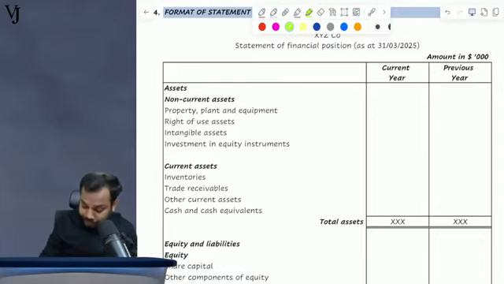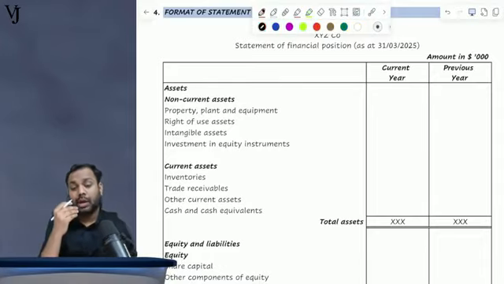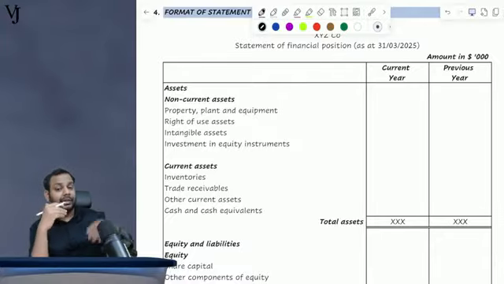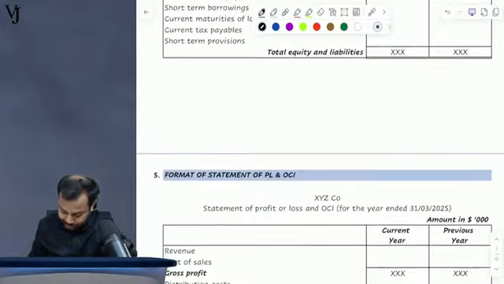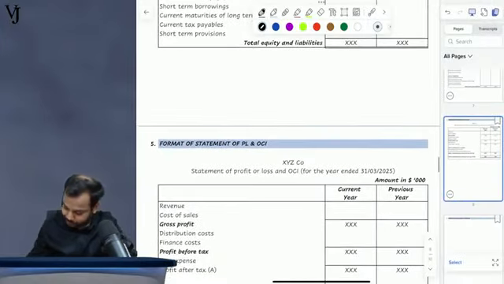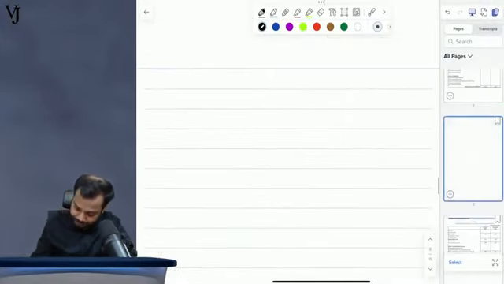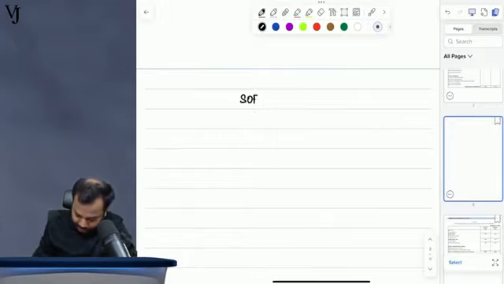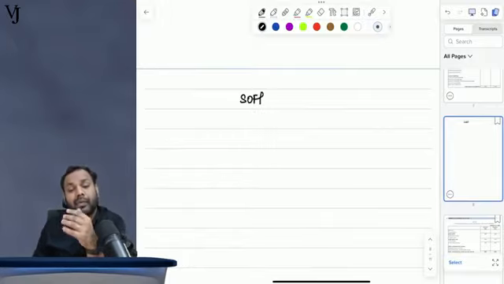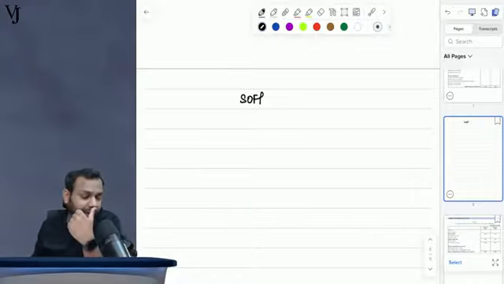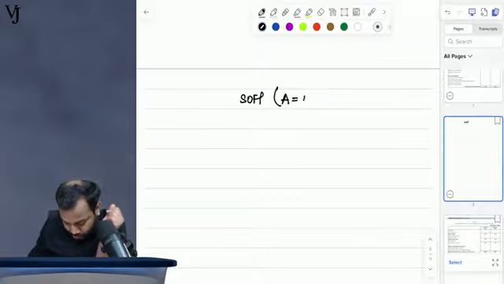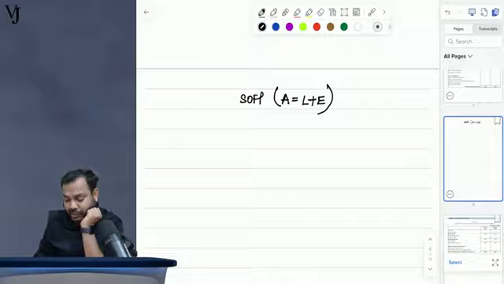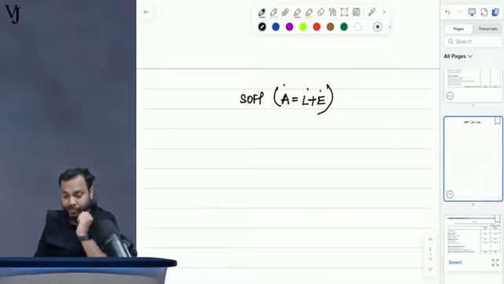Now, understand. The SOFP has three components. The statement of financial position works from the basis of the accounting equation. What is the accounting equation? Asset equals liability plus equity. So three components: asset, equity, liability.